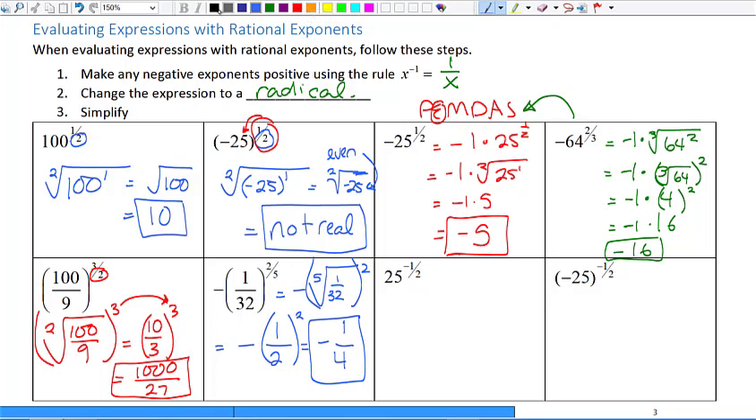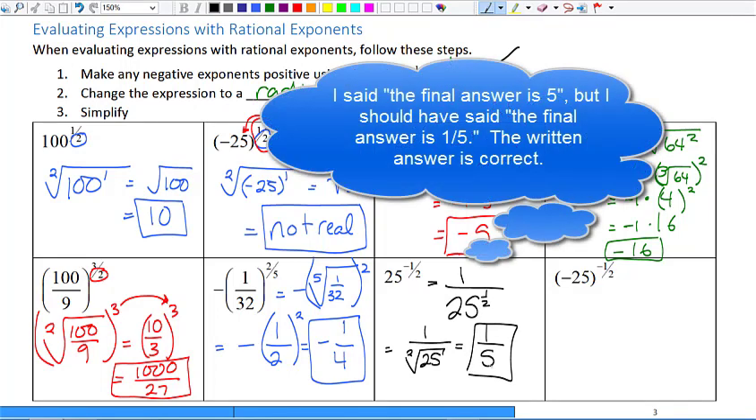Okay, so this is the first problem where we have a negative in the exponent, which is what step 1 said to take care of first. If you have any negatives in the exponent, make sure you make them positive by using the rule. So I'm first going to move him downstairs, because he's not happy where he's living. Now that I have that completed and I don't have any negative exponents, now I can change it to a radical. So that's 1 over the square root of 25 to the 1, which is just 5. So my final answer is 5.